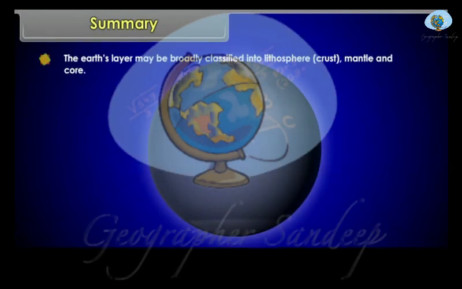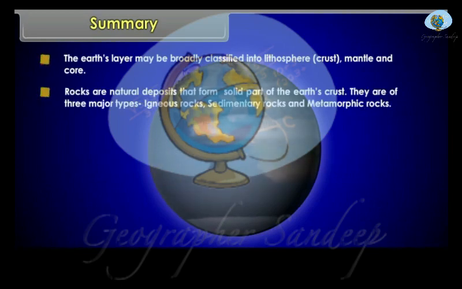Summary. The Earth's layers may be broadly classified into lithosphere or crust, mantle and core. Rocks are natural deposits that form the solid part of the Earth's crust. They are of three major types: igneous rocks, sedimentary rocks, and metamorphic rocks.